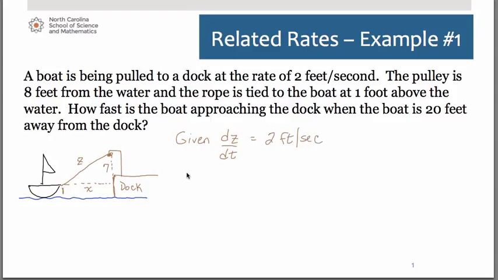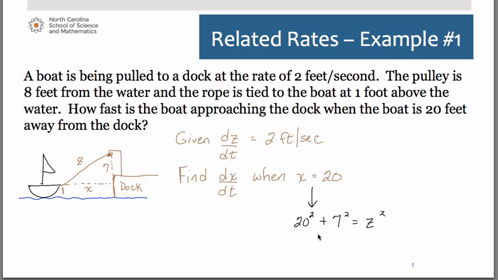Now what we're trying to find is how fast the boat is approaching the dock. So we're trying to find dx/dt at the specific point in time when x is 20 feet. So knowing that at that particular point in time when x is 20, we can apply the Pythagorean theorem to find out what z will be at that point in time. So let's go ahead and do that because we're going to need that later anyway. So we might as well do it right here.